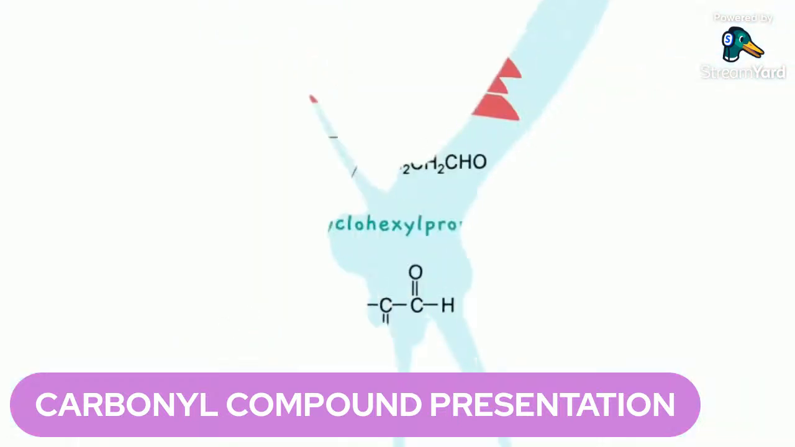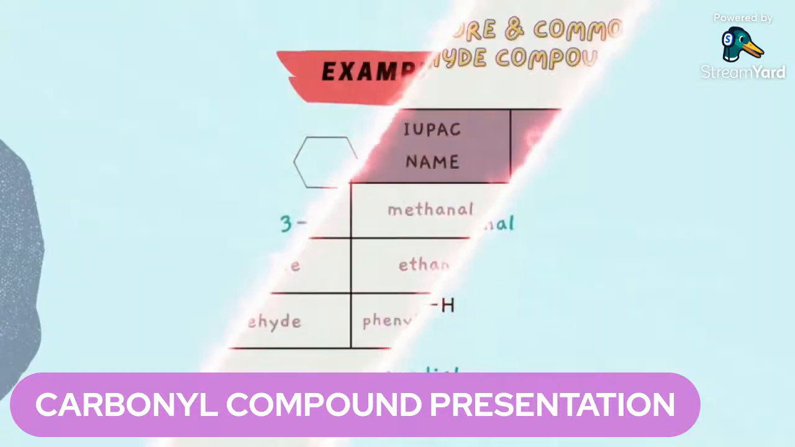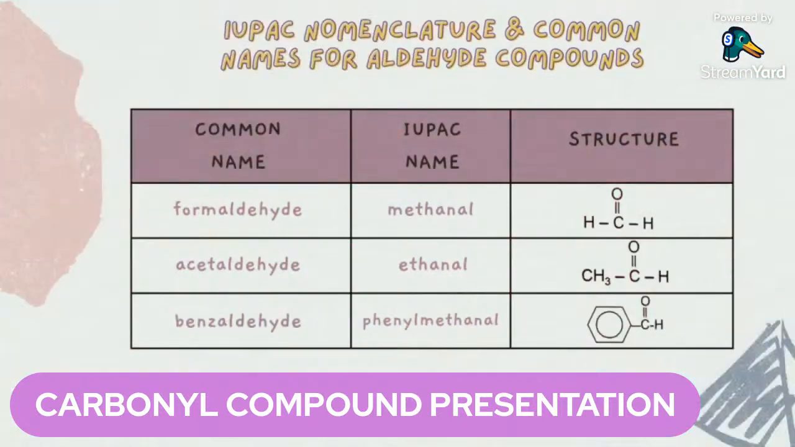And example number 3, we have a propane as a parent's name, and we have cyclohexyl stay at the carbon number 3. So the name of this compound will be 3-cyclohexylpropanol. And lastly, we have ethanediol. Okay, next, let's take a look at the IUPAC nomenclature and common name for aldehydes compound. Okay, first we have methanol, and its common name is formaldehyde, and ethanol, the common name is acetaldehyde, and lastly we have benyl methanol, and the common name is benzaldehyde.